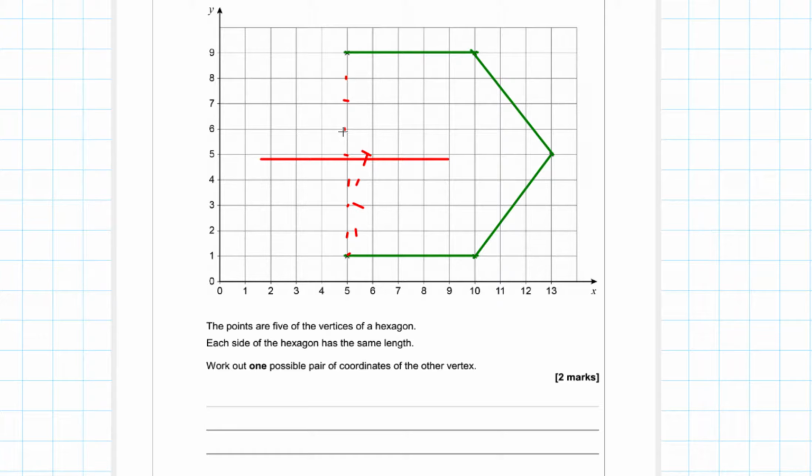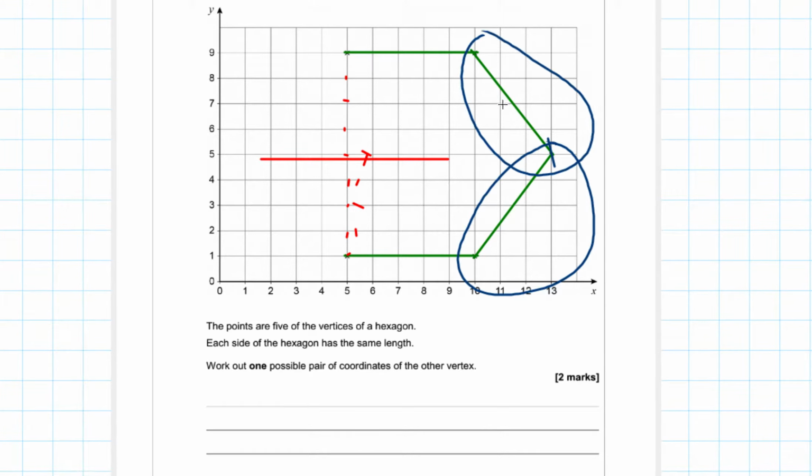And now we've got to find the positions of where the hexagon could be. Each side of the hexagon has the same length. So one possible pair of coordinates of the other vertex that we can have, well, we need to find the point that has the same length. So here, we're going to go in like these sides here. Oops, let me get my other pen. So like these sides here, those sides will come in. So we're going to do a very similar thing. And if we follow what this does, this comes down 4 and it goes along 1, 2, 3.